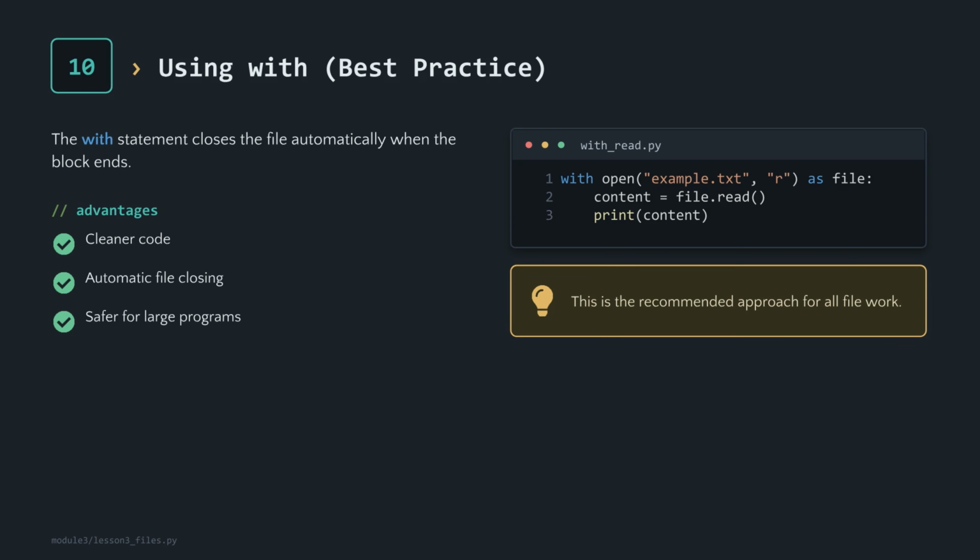So far, we've been calling close by hand every time. And honestly, it's easy to forget. That's where the with statement comes in, and it's the best practice I really want you to remember. When you open a file using with, Python automatically closes it the moment the block ends. The advantages are right here: cleaner code, automatic closing, and it's safer for larger programs. From now on, this is the recommended approach for all your file work.